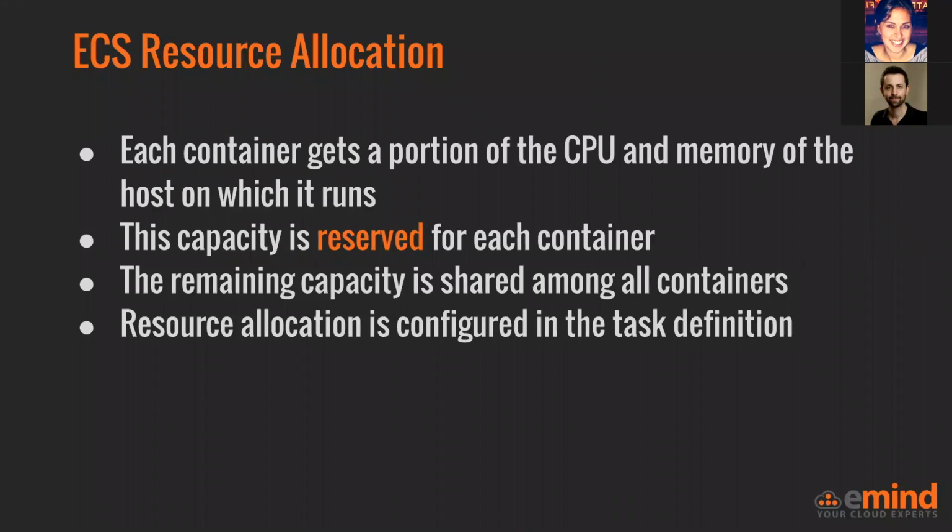Now, this section is a little low level, so bear with me. On ECS, each running container gets a certain amount of the host CPU and memory resources. This capacity is reserved for each container. If there is unallocated capacity on the host, it is shared among all the containers on the host, and any container may use it. Now, you control the resource allocation for your containers in the ECS task definition. This creates a state in which every container is, in fact, a small compute unit. Therefore, increasing the number of running containers increases the service's capacity.